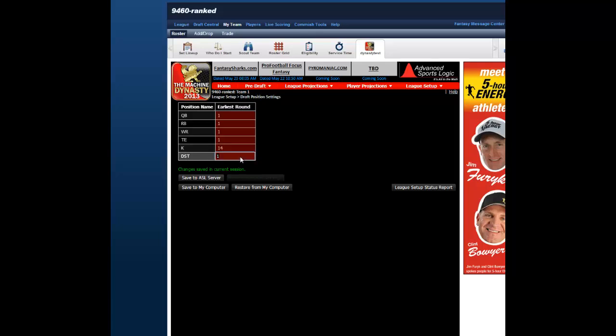If I don't want to see a defense until the second to last round, I select 13. If I don't want to see a defense at all and I want to pick my own, I can set this to 15, and a defense will never be recommended for this draft.